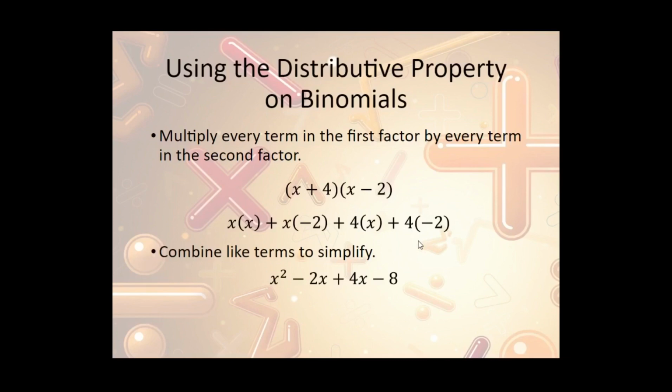Now we just combine the like terms. X squared, we have to leave that by itself. But we do have a negative 2x and a positive 4x, so we can combine those. Negative 2x plus 4x is positive 2x. So we get x squared plus 2x minus 8.